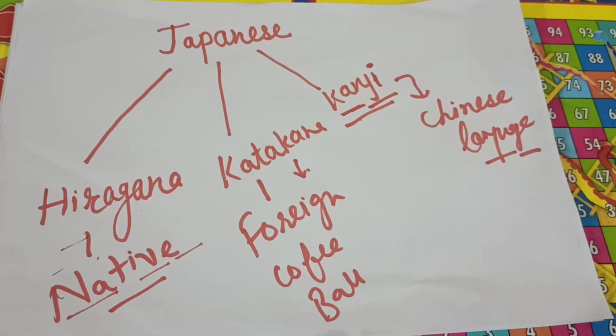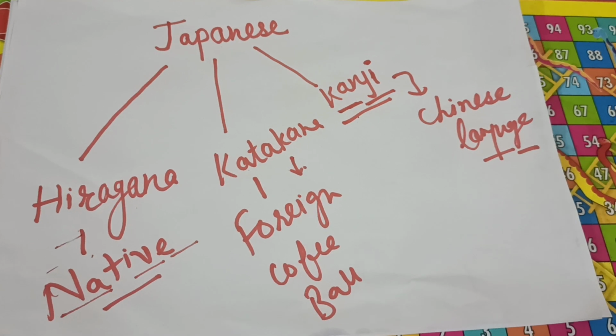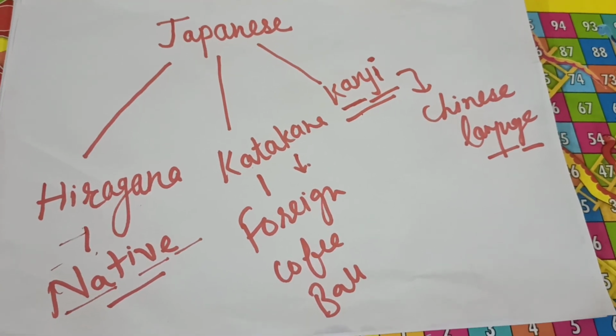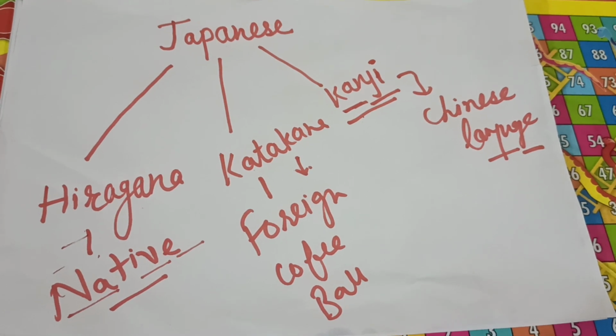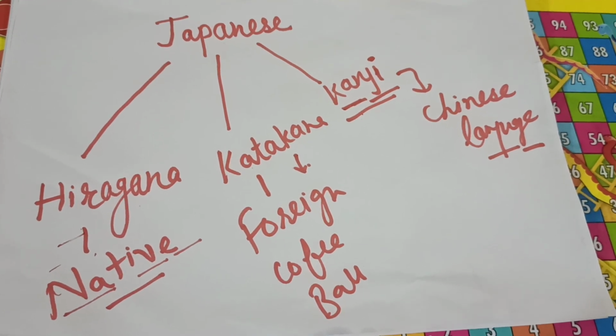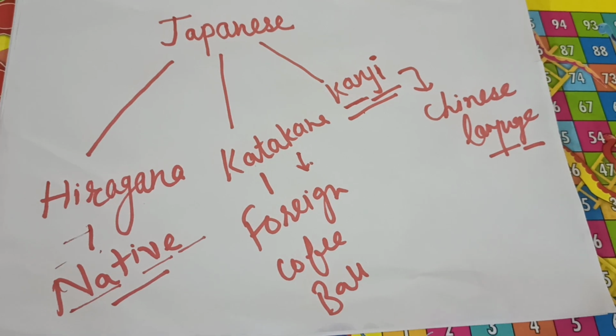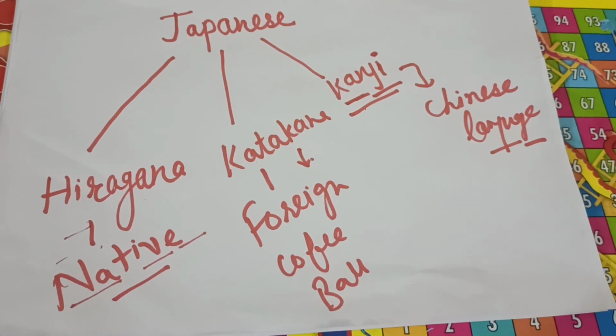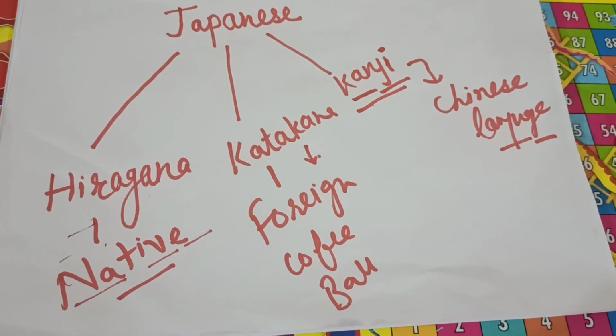In the last two classes, we have learnt about two things. In the first class, we discussed two particles, wa and this, and in the next class, we learnt about the negative form of this. So in today's class, friends, I will tell you the basic structure of the Japanese language.